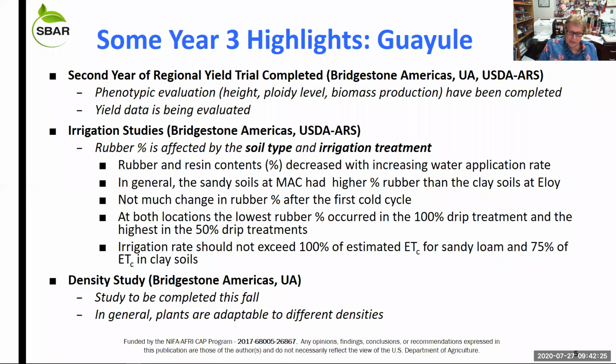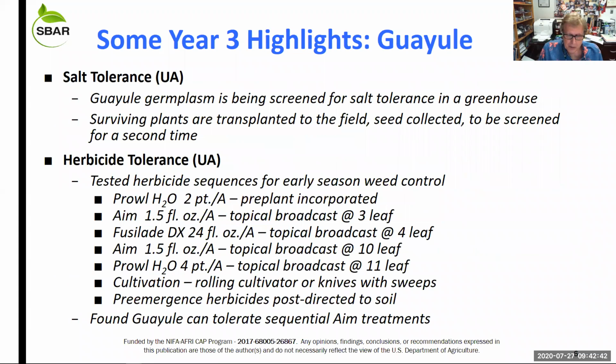The results of the density study are much like in GUAR. You get the same yields per area with differing plant densities. The question becomes, since there's a cost for seed, at what seeding rates are yields economic? In the next slide, we can also look at salt tolerance in Wayuli. Plants and lines that were initially tested in the greenhouse and have shown salt tolerance have been transplanted into the field in order to increase seed for future generation testing.